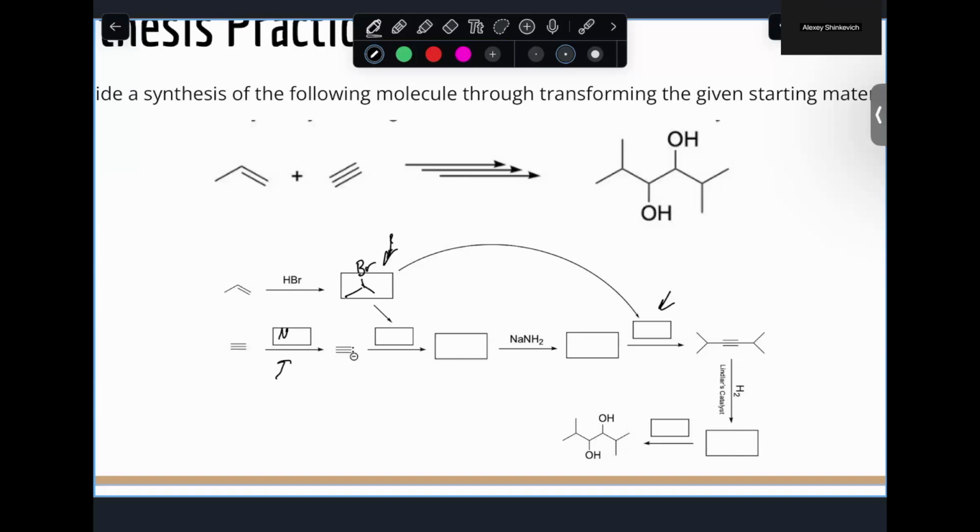Yes, and then H2. And then this arrow just means that it's going to go there. And then this does a nucleophilic attack, like an SN2 type reaction, forming this, right? And then NaNH2, we already saw what that did here. So that's going to form this. And that bromine comes back here to form this. Makes sense? And then H2 Lindlar's, is that going to form the E or the Z?